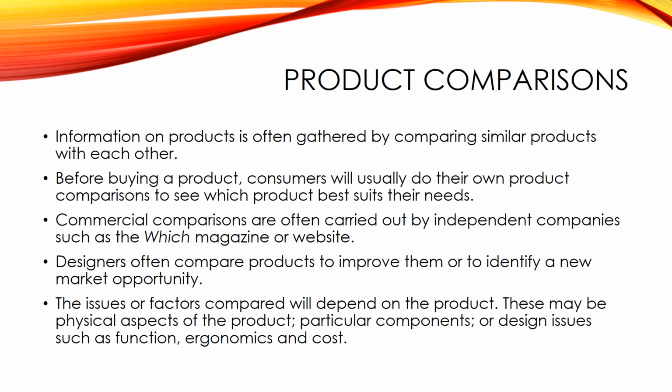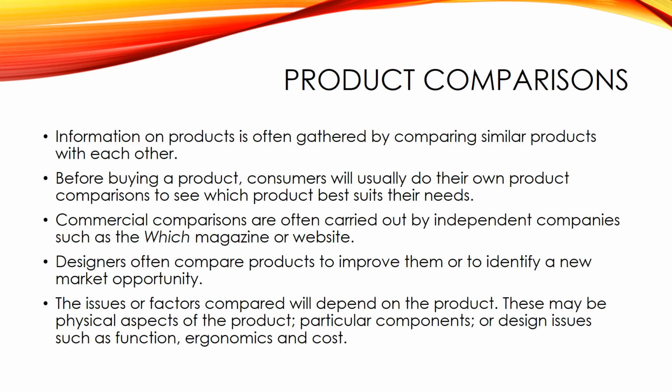We can compare products to try and improve one that we're trying to design, or to identify a new market opportunity. So if we were designing a new car, for example, we might compare existing models in the market that we're trying to sell our car in, and we might identify a feature that all of these cars have, and therefore our car must have this feature as well if we want it to be competitive. Or we might identify a feature that none of those cars have, and might say, well, this is something we're going to try and include in our car, to try and make it stand out, to try and diversify a bit from what's already out there. And that's something that we would call a new market opportunity.